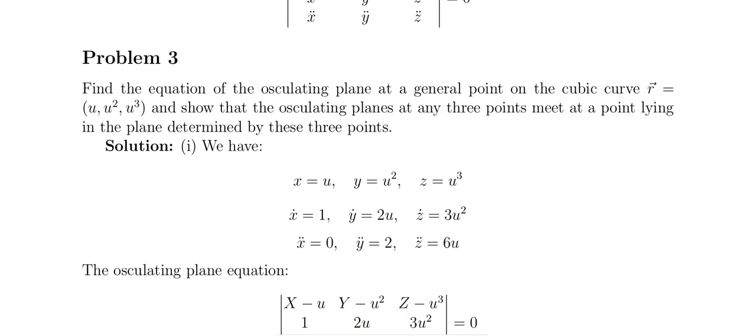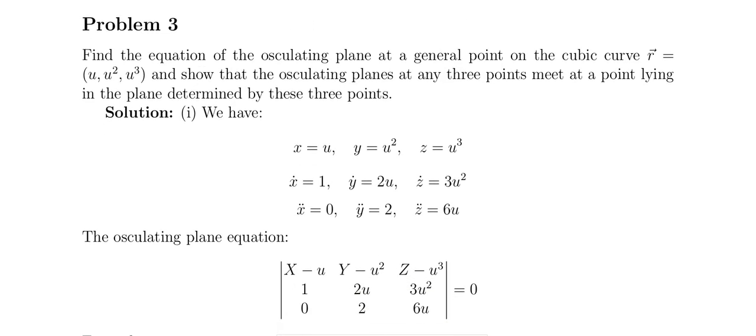So this is one of the problems. Find the oscillating plane at a general point on the cubic curve r vector equal to something given, and show that oscillating planes at any 3 points meet at a point lying in the plane determined by these 3 points. First of all, how can we find the oscillating plane? We know the formula, and we know the problem given to us.